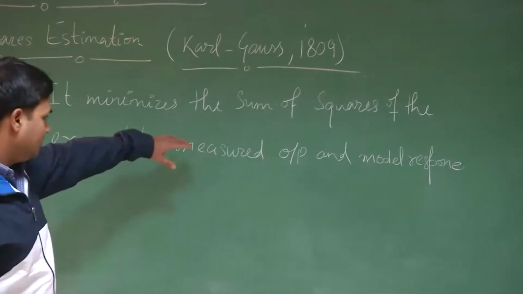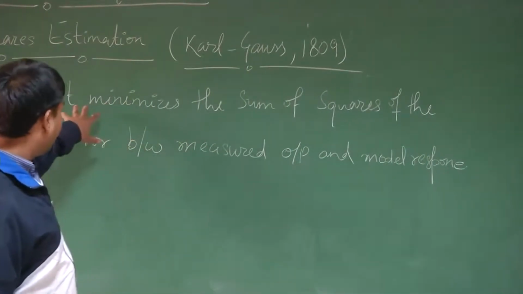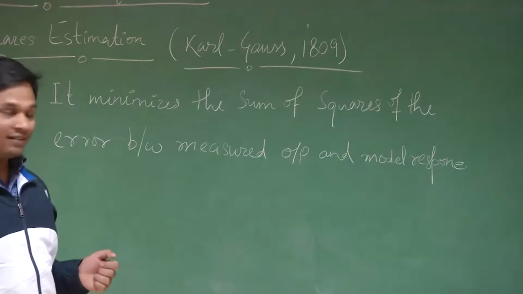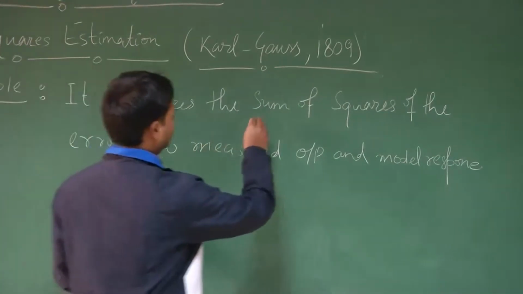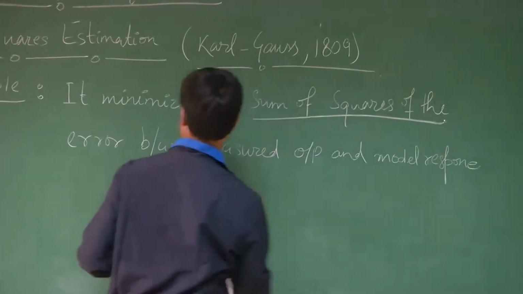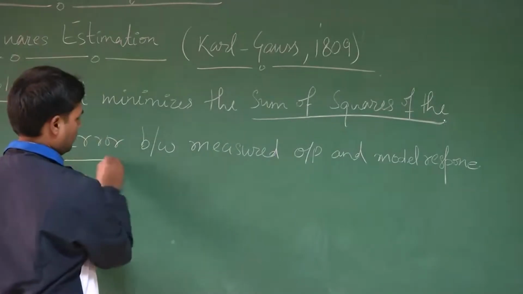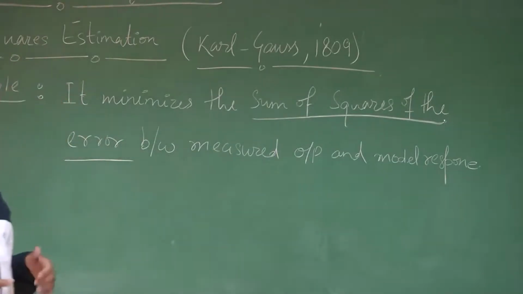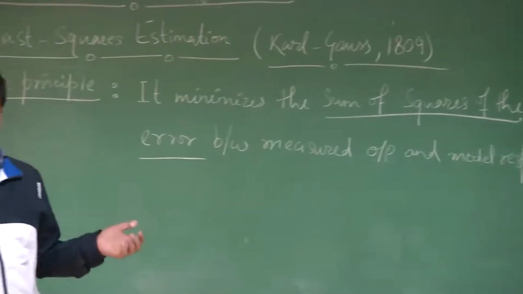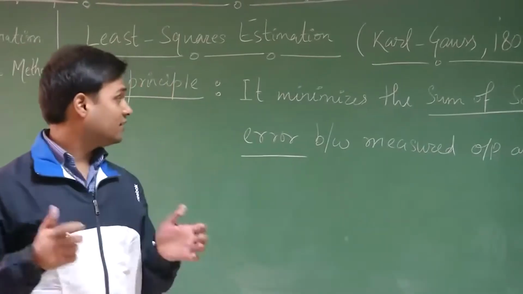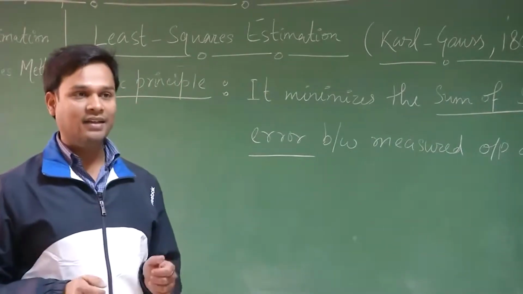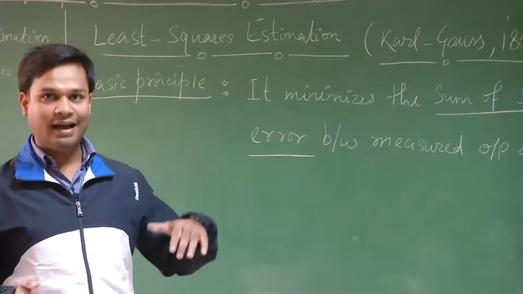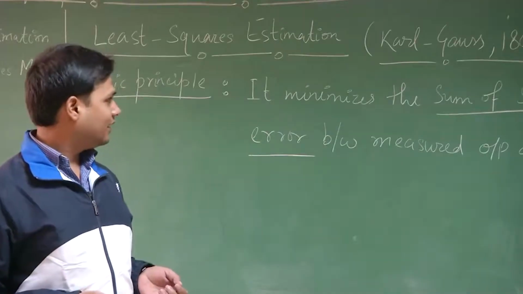See, it's a very catchy term. It is about minimizing the sum of squares of the error. Now, what is the understanding behind it? What is the inference of this statement? It minimizes the sum of squares of the error. And why the sum of squares of the error? Why not absolute error? So let us try to understand that.